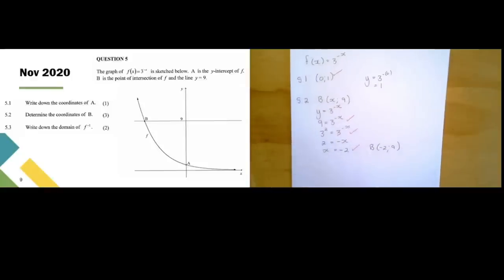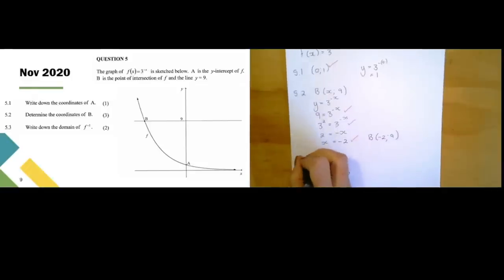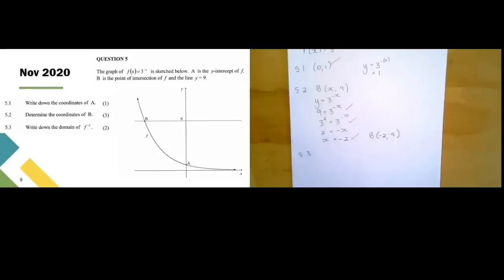Question 5.3. They're asking me, write down the domain of, be careful, the inverse. They're asking the domain of the inverse. We do not have the inverse function in our sketch. We have the original. But what do I know about inverse functions? The x and the y's swap. So the domain of the inverse will be the range of the original one.